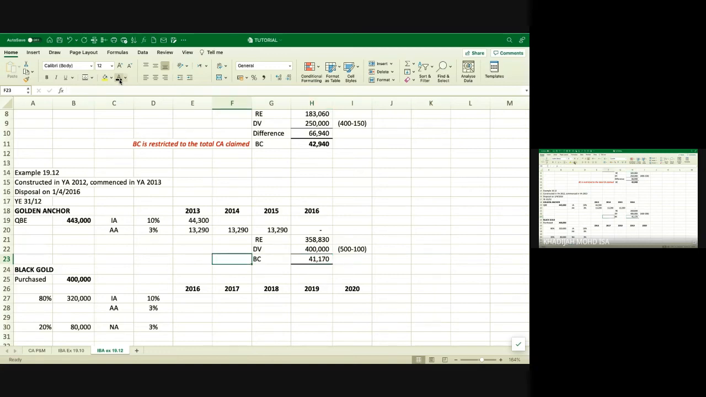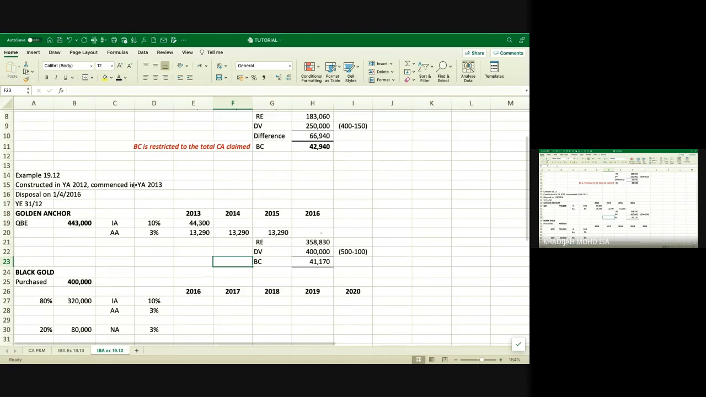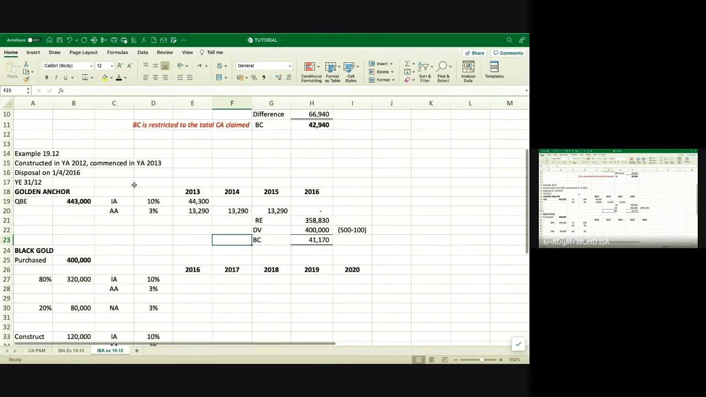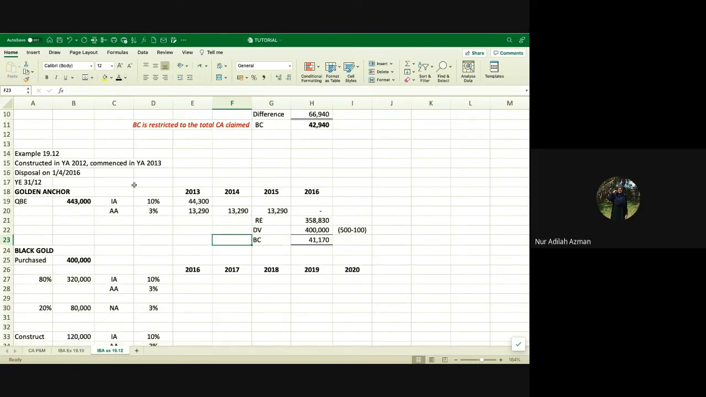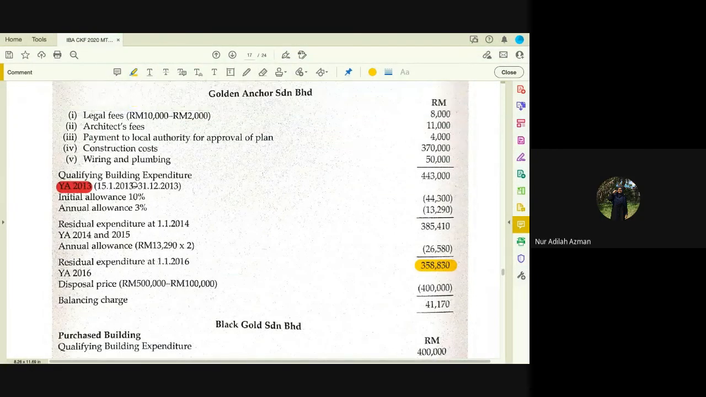Okay. All right. Any question on this first part? Yes. The cost of leveling land, why is it not included?